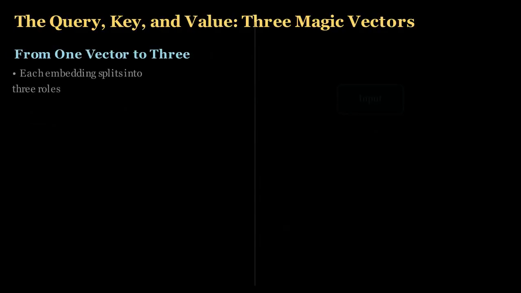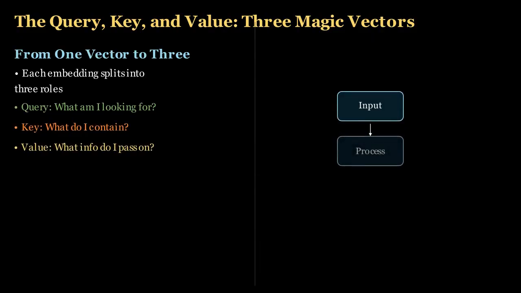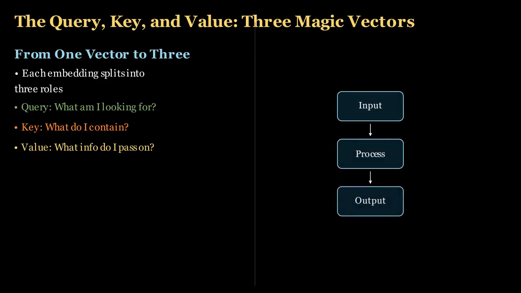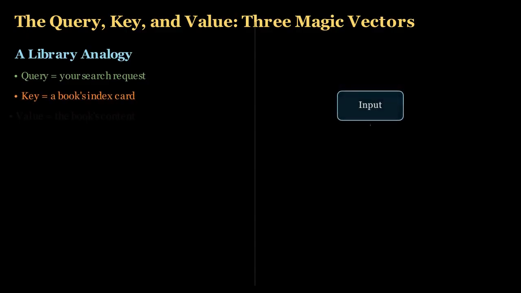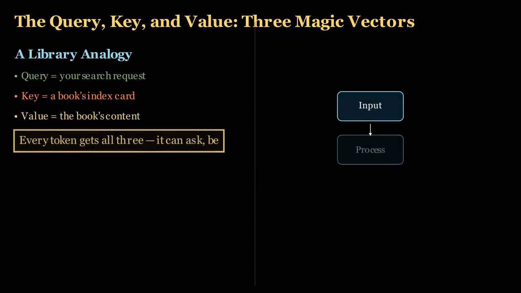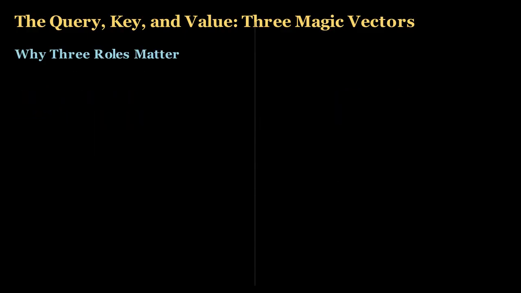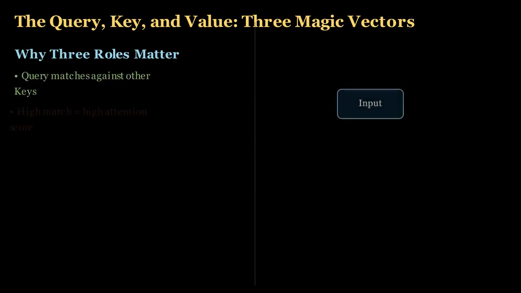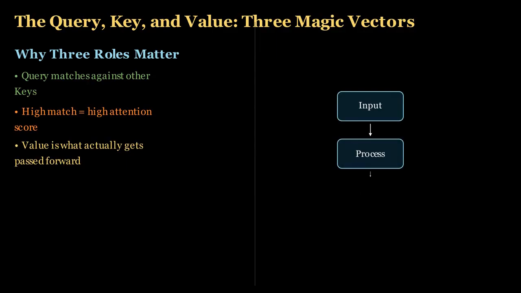We just gave each token a single embedding vector. Now, attention splits that one vector into three specialized vectors, a query, a key, and a value, each with a distinct job. Think of a library. Your query is the topic you ask about. Each book has a key, its index card summarizing what's inside. The value is the actual book content you take home. A token's query searches through every other token's key. When they match well, that token's value is what gets highlighted and passed forward, separating what I want from what I have from what I give.